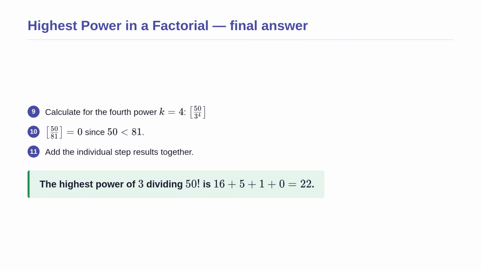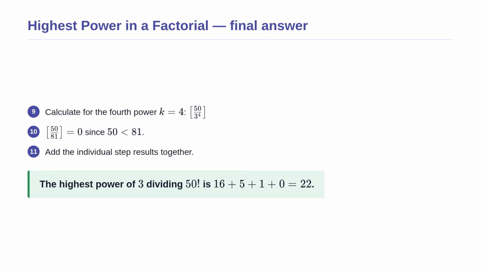We are almost done with our calculation. We try the next power, setting up the fraction of 50 divided by 3 to the fourth power, which is 81. Since 50 is smaller than 81, the fraction is less than 1. The greatest integer function makes it 0. This is our signal that we can stop calculating.